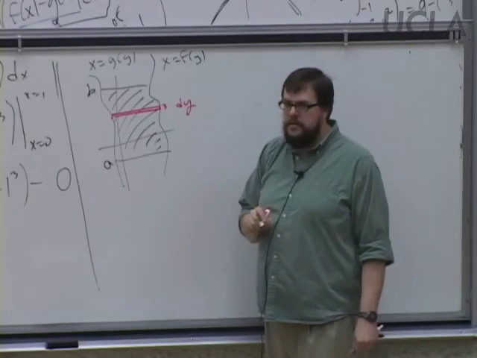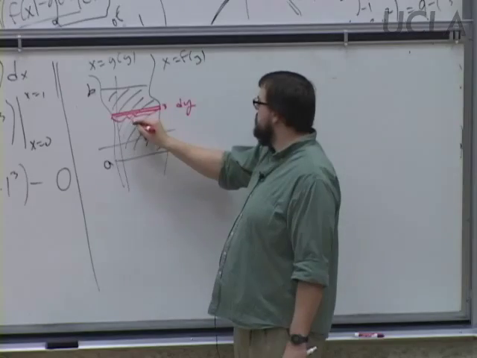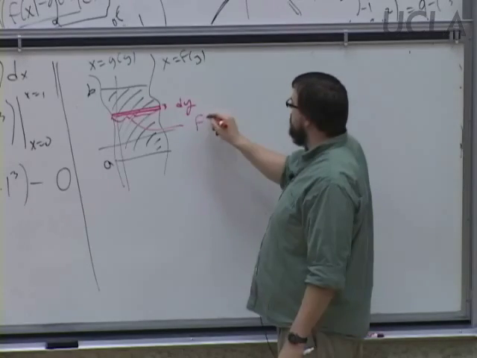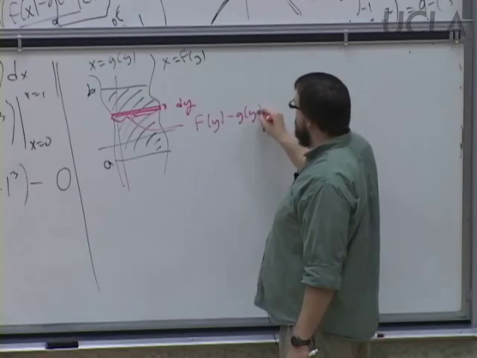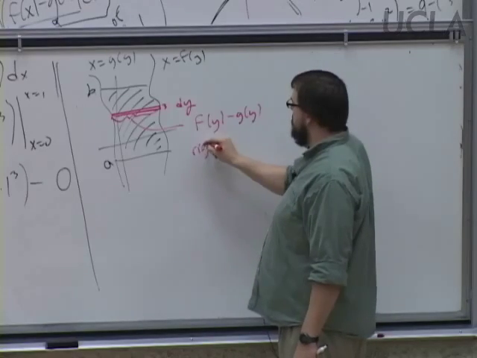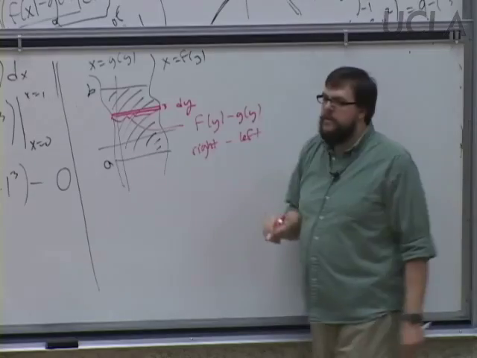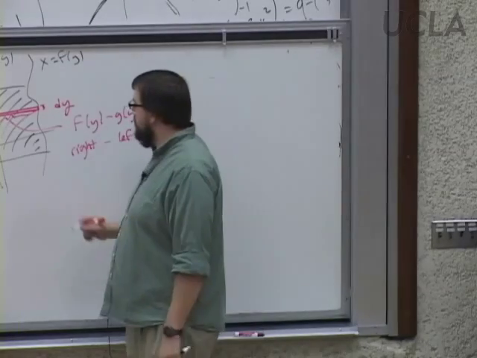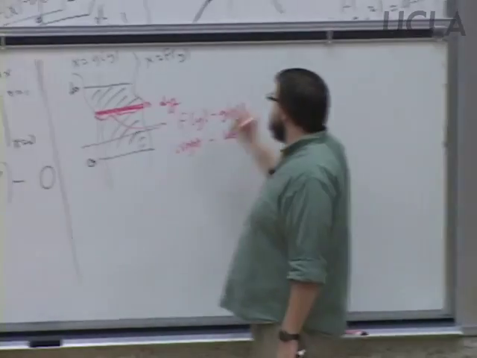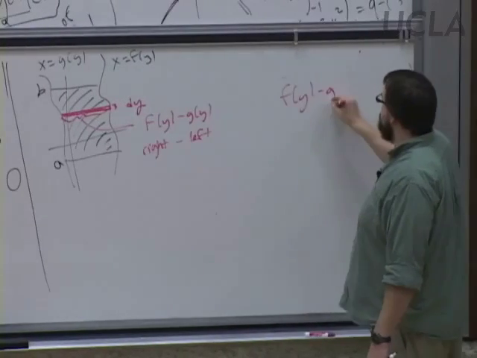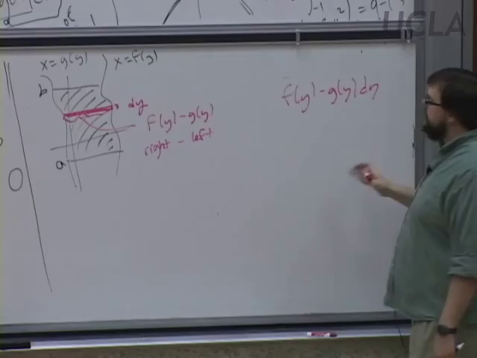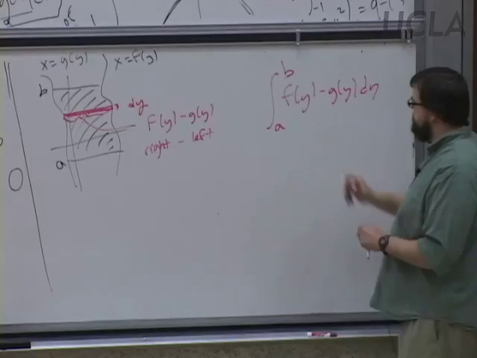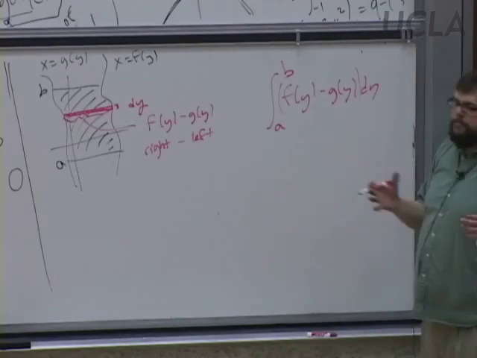And then I say, well, what's this width here? Well, it's the difference between the two x values. I want to take the larger x value, subtract the smaller x value. Or if you like, this is the right minus the left, the higher value minus the lower value. So the area of this little tiny slice is simply f of y minus g of y, dy. So that's the area of one little slice, and of course I want to add all the little slices up, so I go from a up to b. So in essence, it's the exact same formula, so there's no surprise.